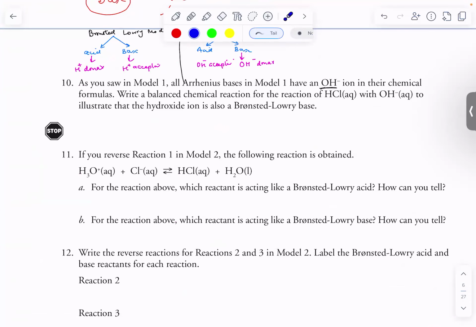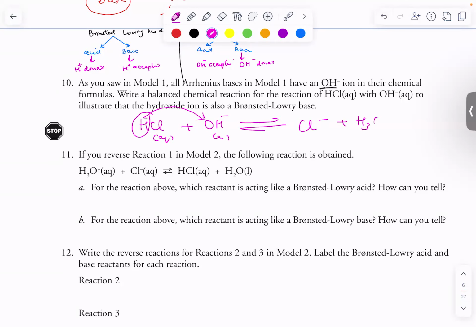So if you write a balanced chemical equation for the reaction of HCl with OH negative. Now, HCl plus OH negative. You know that HCl is the acid and OH minus is the base. So, what is going to happen? It is going to lose hydrogen ion, and the base is going to accept hydrogen ion, right? And after, it is going to form Cl negative, and this would form H3O positive, right?